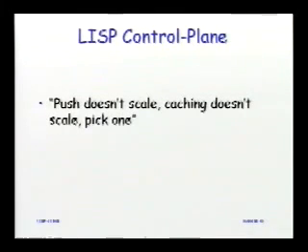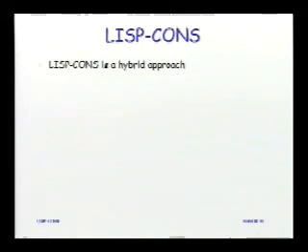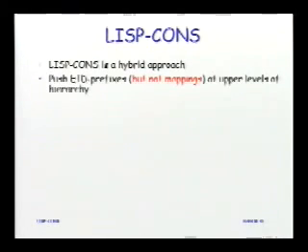This is the problem. If you push it out, it doesn't scale because the database is big. Caching doesn't really scale, so we had to pick one. So LISP-CONS is going to reflect our hybrid approach to this. So what we do is we push EID prefixes, but this is crucial. When I show you how this works, just keep this in mind: we're pushing the EID prefixes around at the upper levels, but explicitly not the actual mappings themselves.